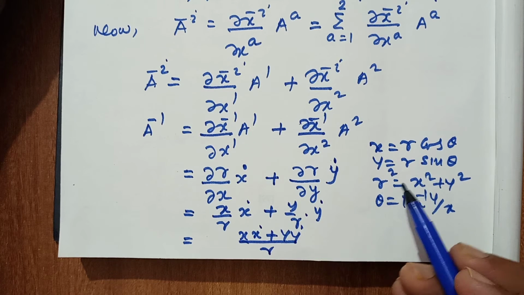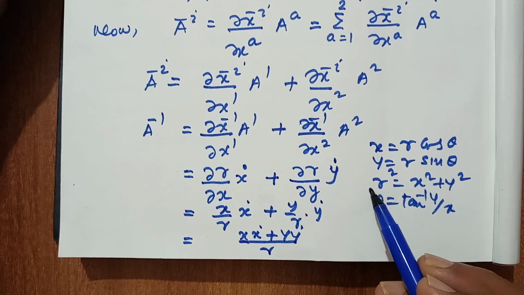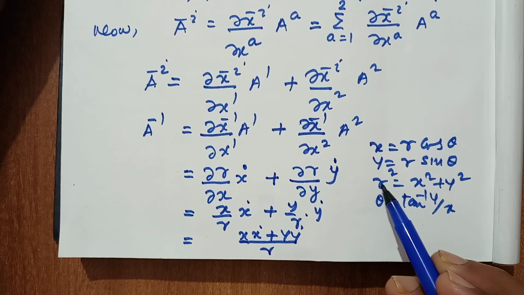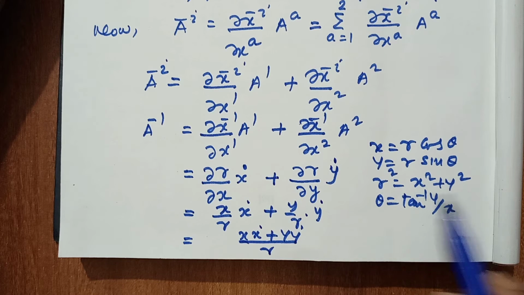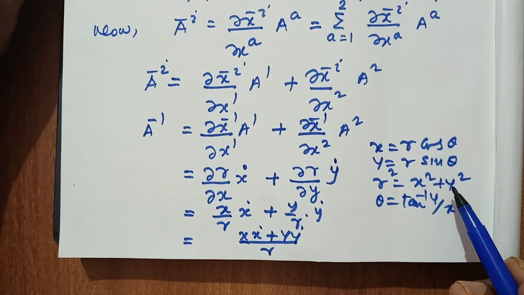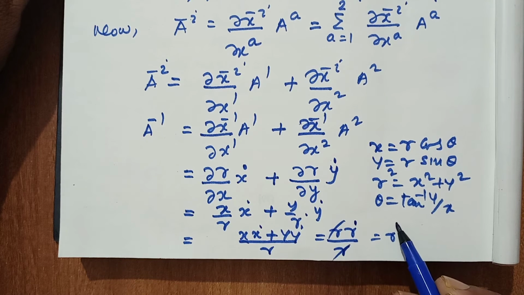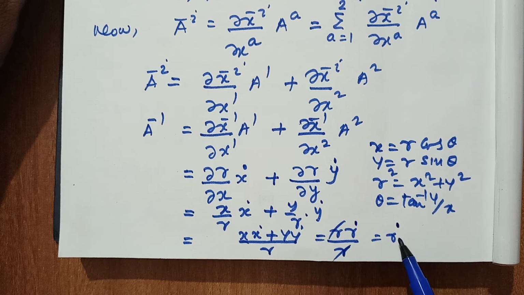From here, r square is equal to x square plus y square. Differentiating partially with respect to time, here r and here x, we get 2r r dot equal to 2x x dot plus 2y y dot, the 2 cancels. So x x dot plus y y dot is equal to r r dot. So this is equal to r r dot upon r, the r cancels, so this is r dot. So here A bar 1 is equal to r dot.